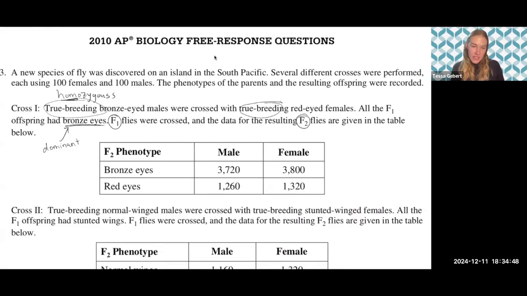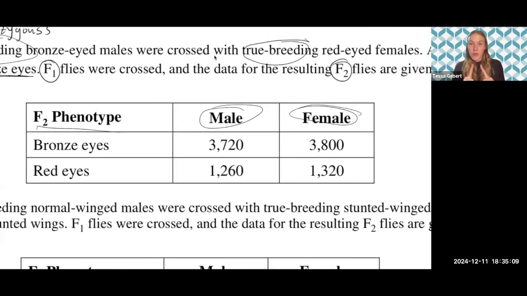So when we look at this table, they give us our F2 phenotype and the male and female breakdown. Now, oftentimes in AP, if they give you the male and female breakdown, that's a good sign that we might be dealing with something called sex-linked, which we're going to talk about more in our non-Mendelian lecture. However, there is a big trick with sex-linked traits. Sex-linked traits will show an uneven distribution based off of male or female.